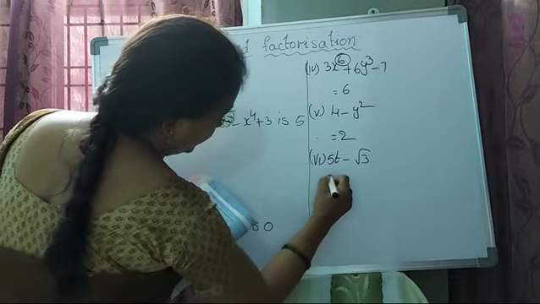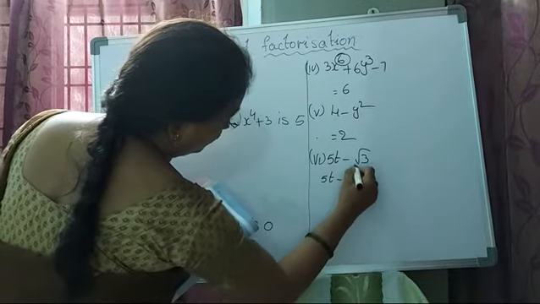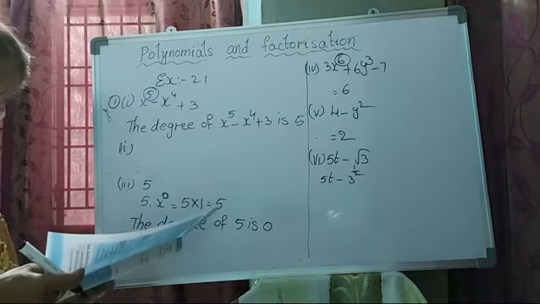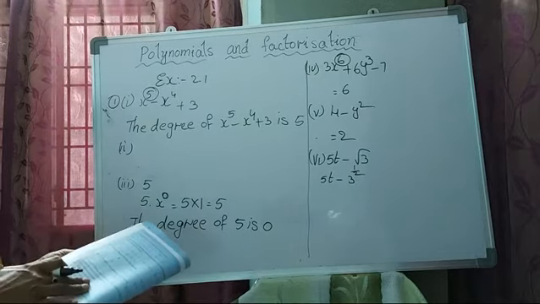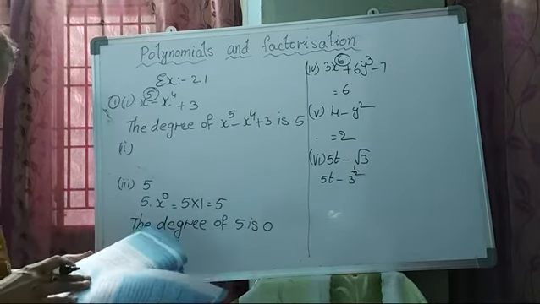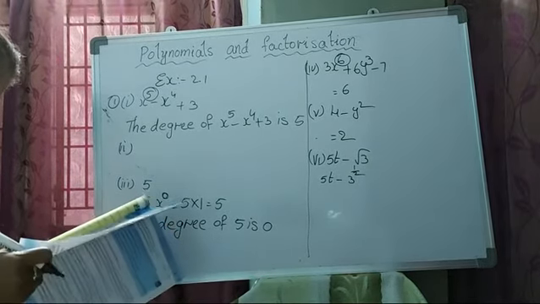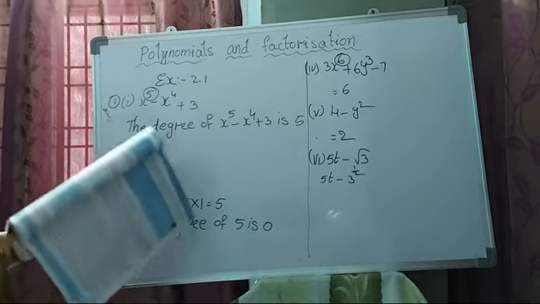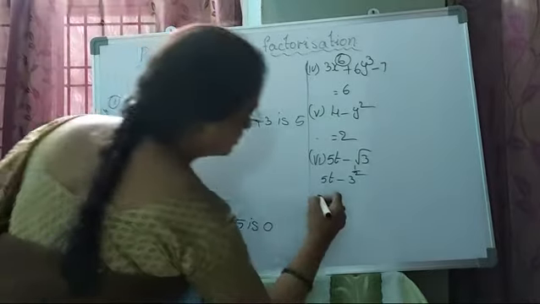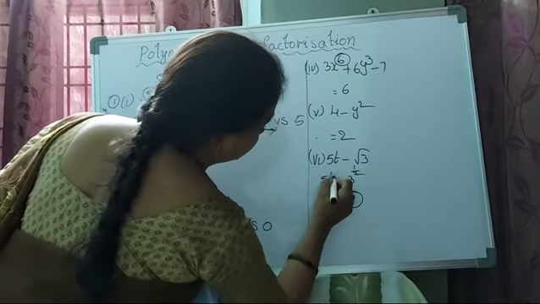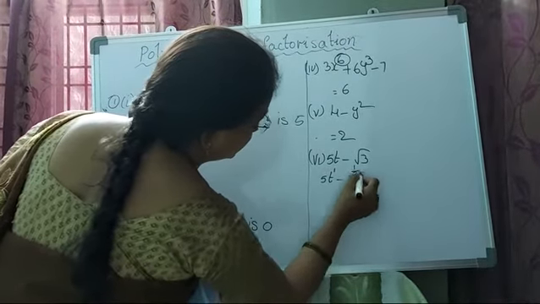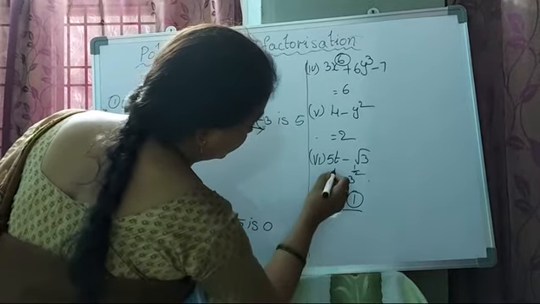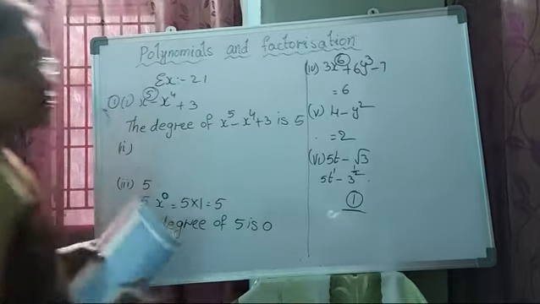Here 5t minus 3 power 1 by 2. Here the degree is 1. The degree is 1. This is the constant term. The degree of any constant term is 0. So the highest degree is 1. So we take 1. Thank you.